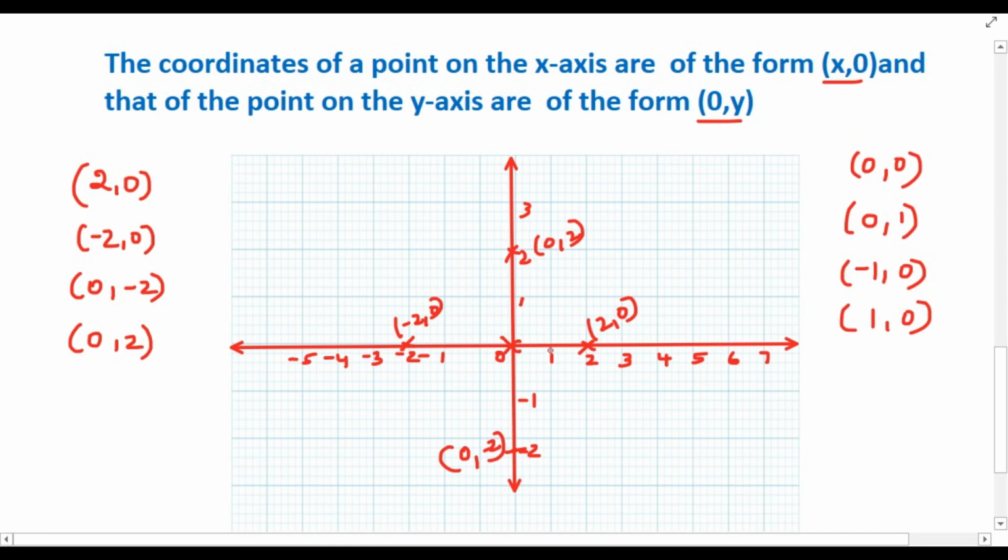Next (0, 1). The x coordinate is 0, so it will lie on the y-axis. So (0, 1) will be lying here. (-1, 0): that means the y coordinate is 0, so it will be lying on the x-axis. So (-1, 0) will be lying here. And finally (1, 0): again the y coordinate is 0, so it will be lying on the x-axis.